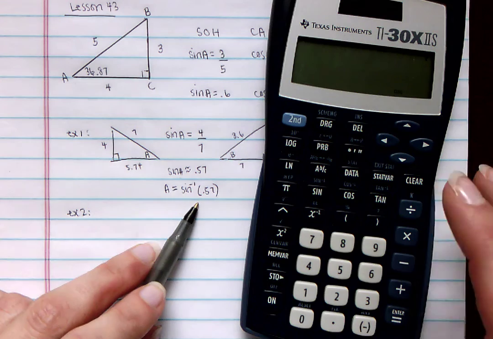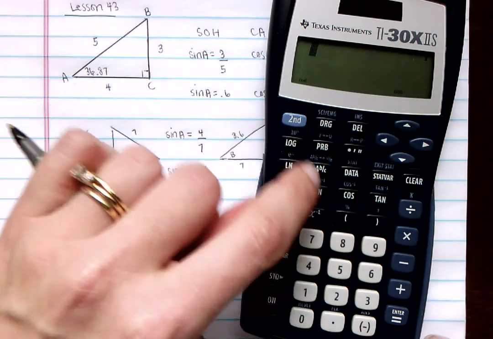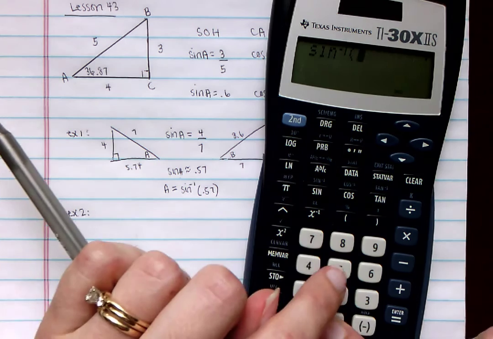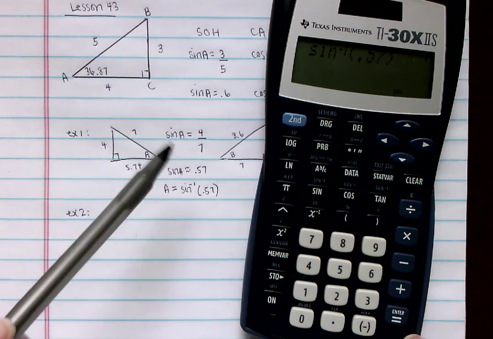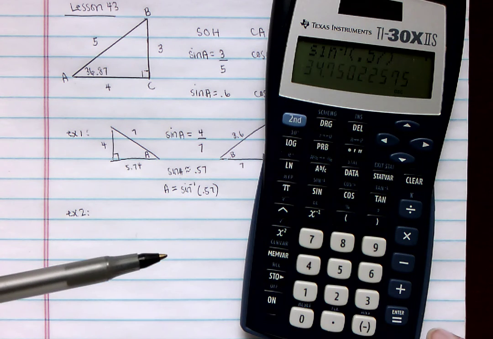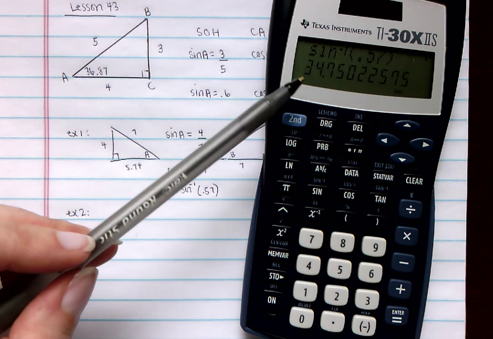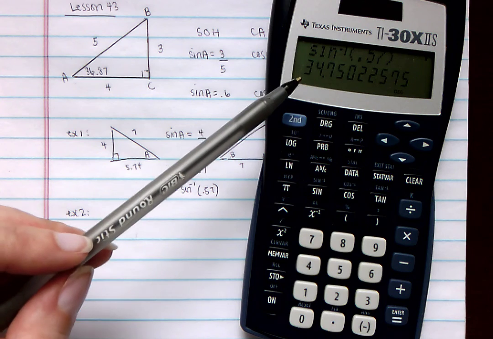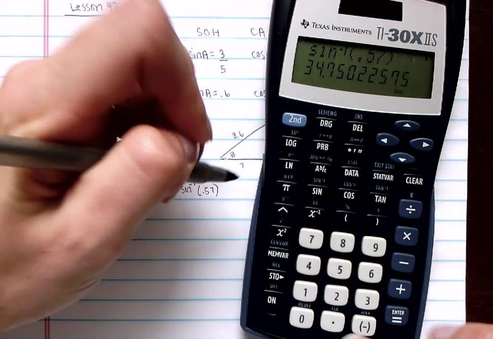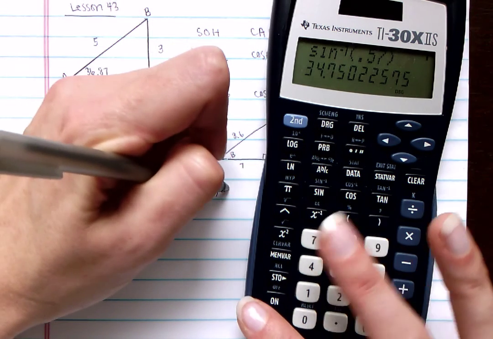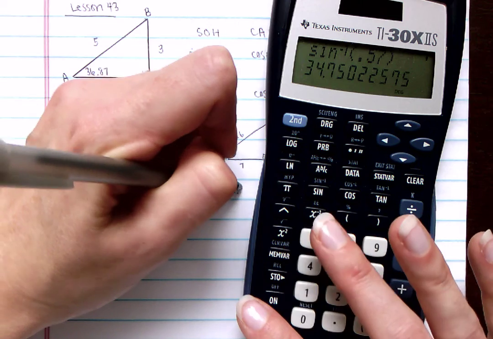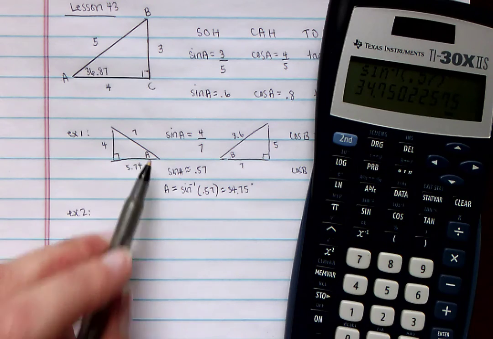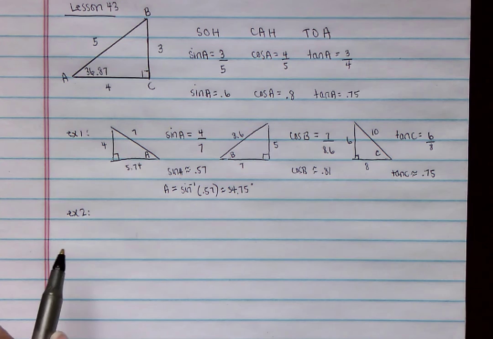Okay? So on the calculator, I can press second sine, and that brings up the sine with the inverse. Then I put 0.57, or I could use 4 over 7. It's going to come up to be about 35 degrees, and I think we want to round these to 2 decimal places. So angle A would be approximately 34.75 degrees. Let's go to example 2 and see what they want.